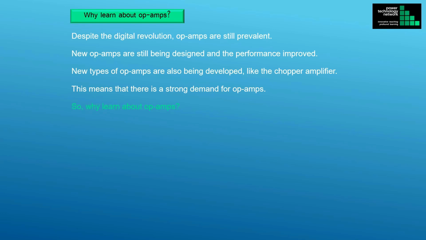So, the question remains, why learn about op-amps? It is all good and well if there are companies developing them and there is a strong demand, but what use is it for a circuit designer to learn about op-amps? Well, first, as you will see in the rest of the course, they are very useful components that can be used to solve many interface and analog signal conditioning problems. And analog computing may even make a comeback with artificial intelligence.